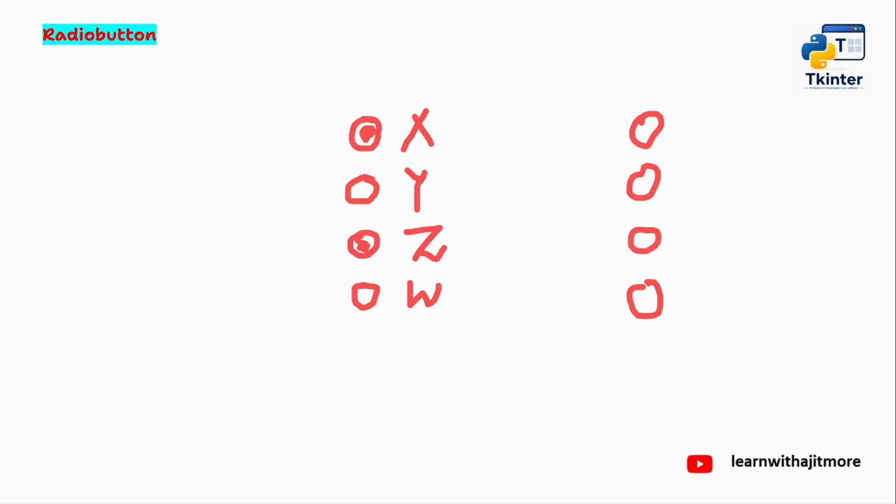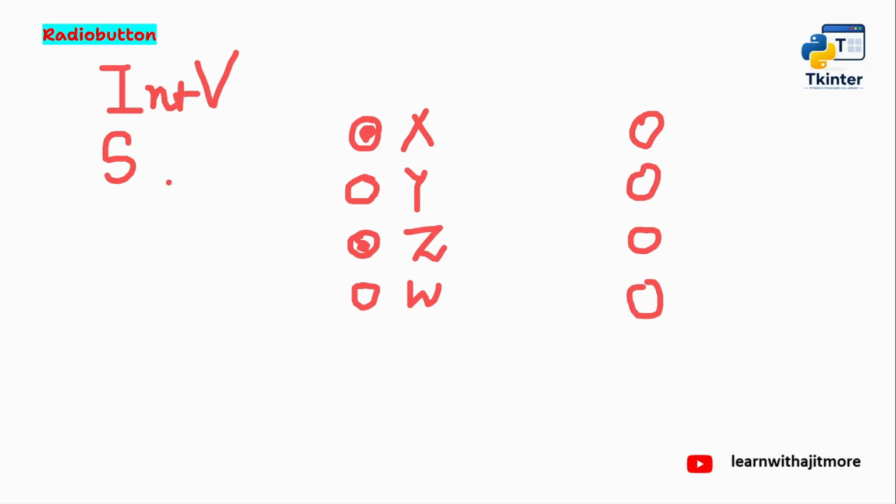So in that case, how to do it? The variable for these four should be the same, and the variable for the other four should be the same. And that variable contains the value of the selected item. If you remember, in checkbox also we created a variable of type IntVar or StringVar, depending on what value you have set. So you can create a variable of StringVar or IntVar. In checkbox we have done it. Clear?